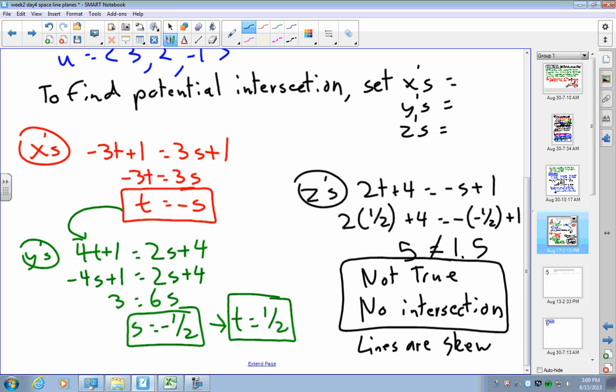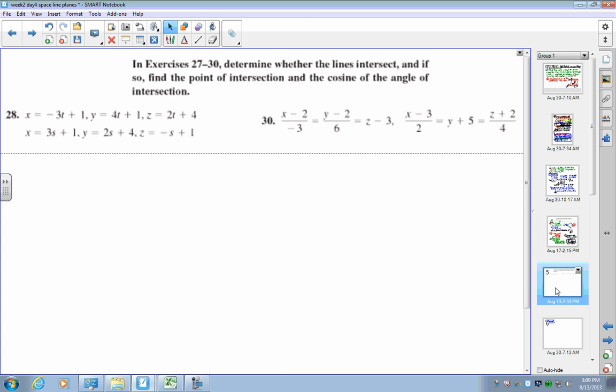Okay? They do not intersect, but they're not parallel. They just do not intersect. Okay? So, I want us to try number 30 out now. I'm going to see if we can get 30 and see if it intersects or not.